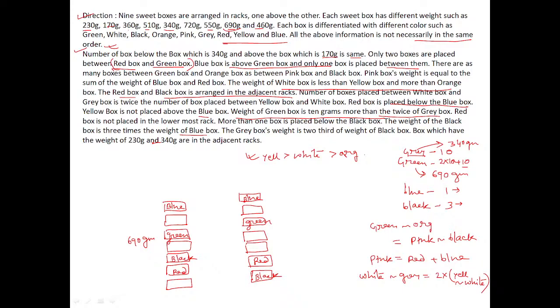Red box is not placed in the lowermost box. This is also done. More than one box is placed below black box. Now see. In the first case, there are already more than one box below black, but in the second case, more than one box means there should be two boxes, right? Now 1, 2, 3, 4, 5, 6, 7, 8, 9. Already 9 boxes are there. Okay, so the total box arrangement is done in the second case. This is case 2, and in case 1 we don't know whether we have to move upward or downward.